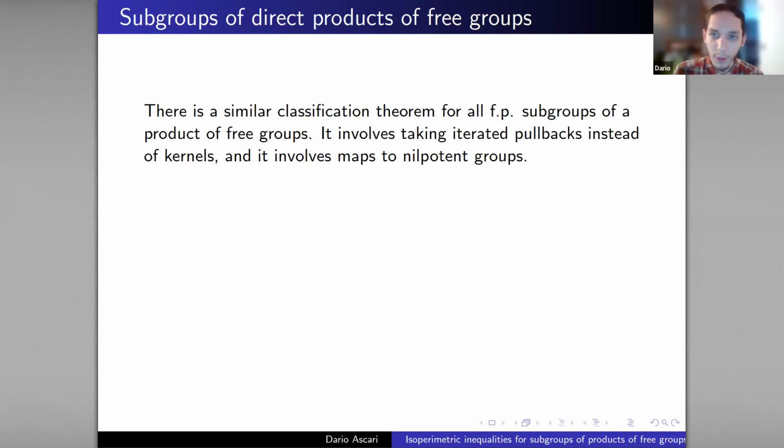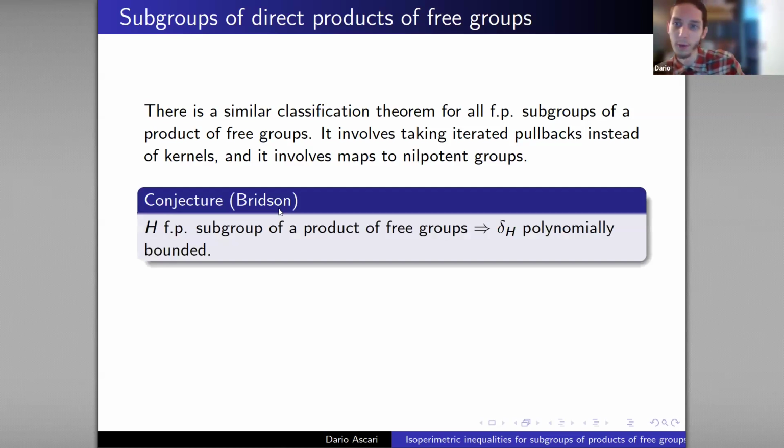But this led people to the following conjecture, because nilpotent groups have polynomially bounded Dehn functions. Looking at this construction, Bridson stated the following conjecture: if H is a finitely presented subgroup in a product of free groups, then the Dehn function of H is polynomially bounded. This is still open. This is the conjecture.